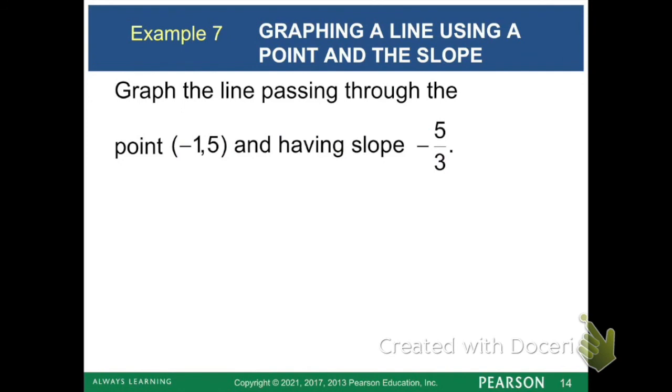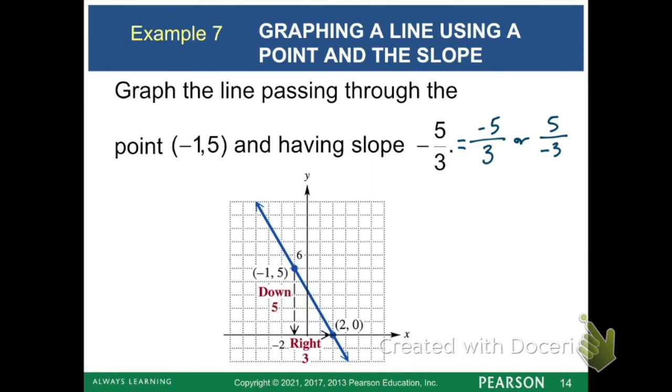Example 7, we're going to graph the line that passes through the point -1, 5 and has a slope of -5/3. So try this on your own. Draw a graph on your paper, plot the point -1, 5, and then use rise over run to graph your line. For our slope, we could either put the negative in the numerator with the 5, so that would be falling 5 and running 3, or we could put it in the denominator with the 3. That would be going up 5, rising 5, and then going backwards to the left 3.